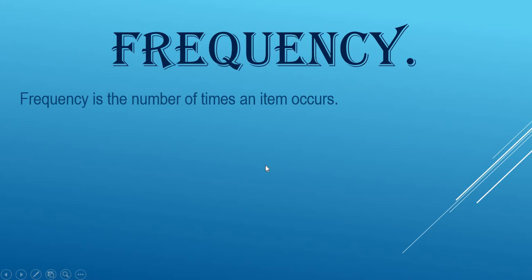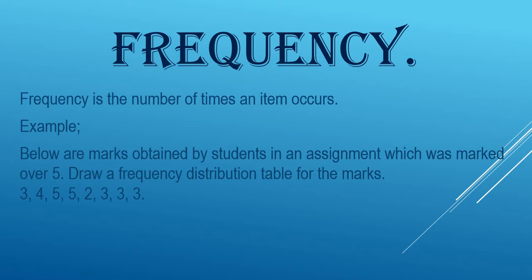So the question says, below are marks obtained by students in an assignment which was marked over 5. Draw a frequency distribution table for the marks. The numbers given are 3, 4, 5, 5, 2, 3, 3, and 3. Now how are we going to process this? Mostly when we are dealing with frequency, the question would demand that you find or draw a frequency distribution table. So what that means is you are going to represent that data on a table.